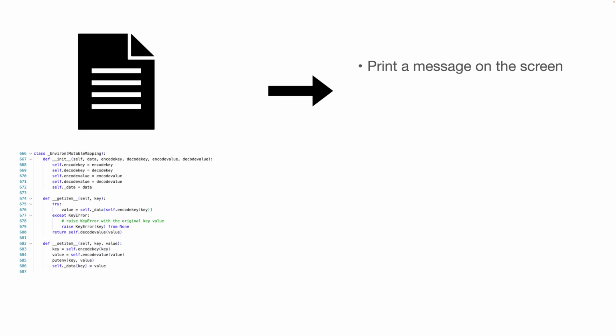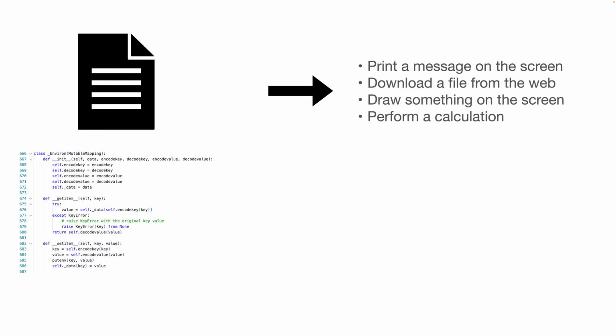So what can you do with a program? Well, for example, print a message on the screen, download a file from the web, draw something on the screen, perform a calculation, basically anything. Everything you see happening in your computer or your phone is a result of some sort of software, a program that someone, a group of people, wrote and is executed in the computer, done in a particular programming language. So basically anything you see happening in your devices is a result of a program written in a programming language.